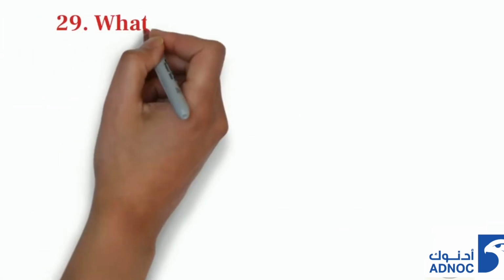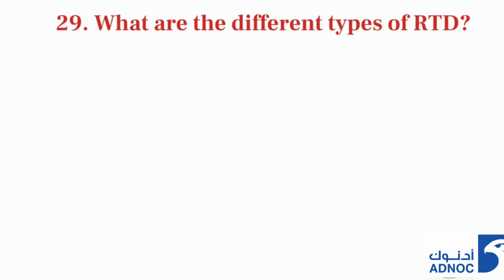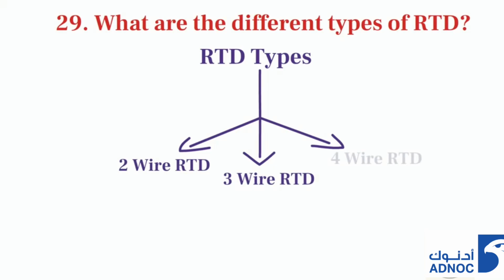Second last question is, what are the different types of RTD available in the market? There are mainly three different types of RTD. First type of RTD is a 2-wire RTD. Second type of RTD is a 3-wire RTD. And third type is a 4-wire RTD.